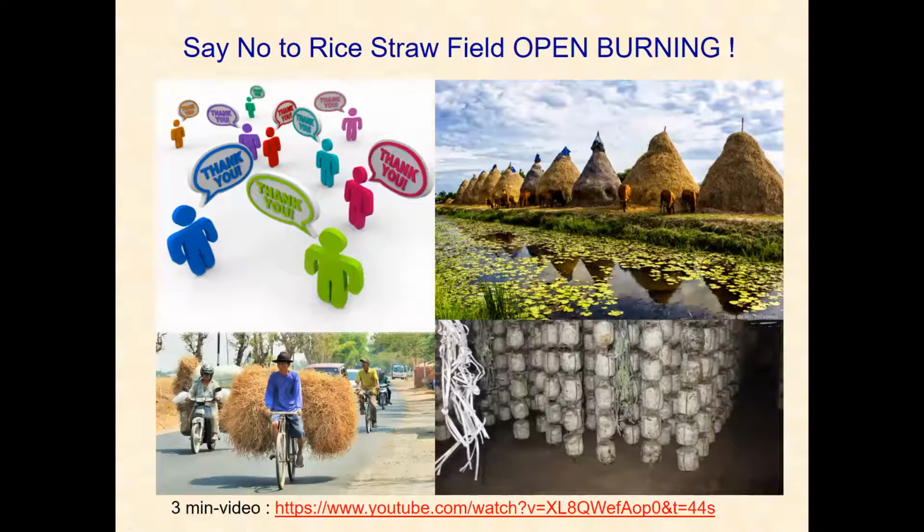So overall, I would like to say, we should say no to rice straw open burning, but not only rice straw, but crop residue open burning activity. And I know in India, you also burn rice straw. You have wheat straw, and we also have the panel discussion later on here. So thank you very much, everyone.